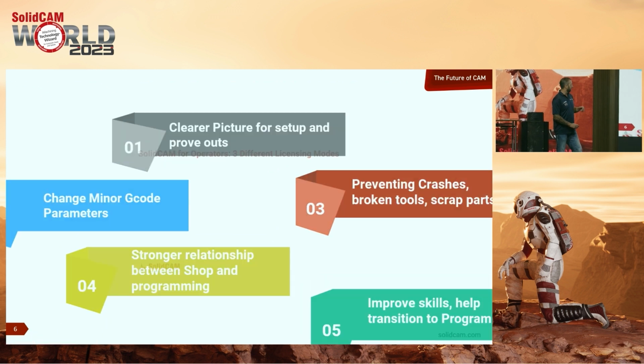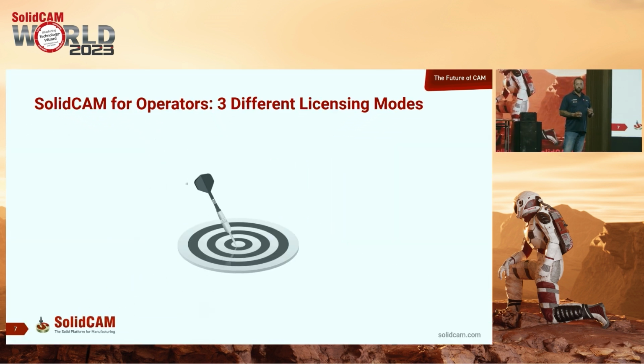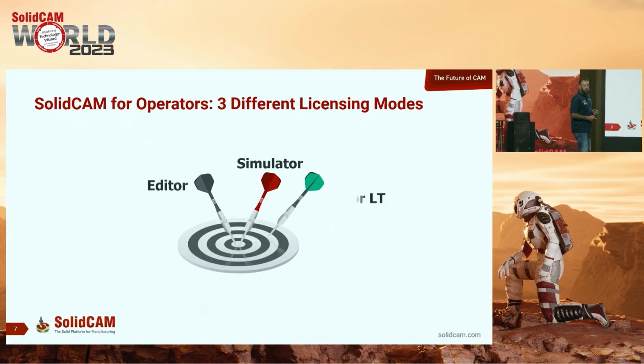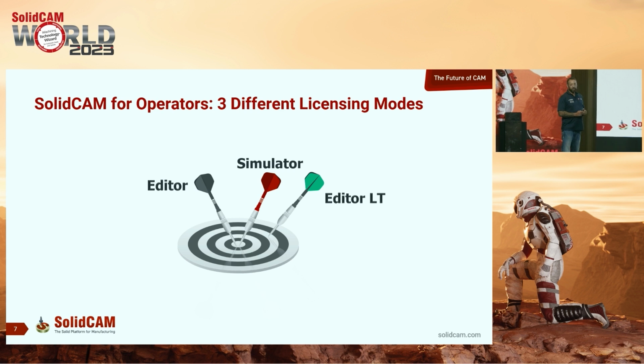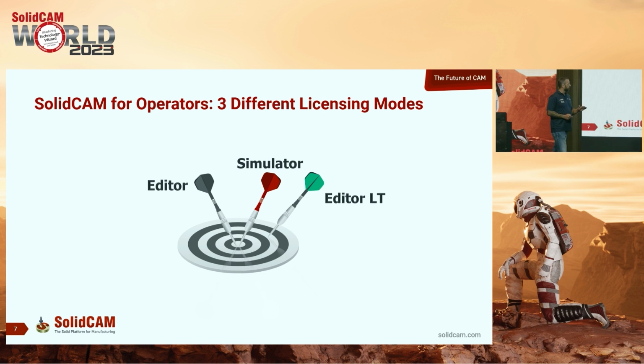So we have the full ability to do the editor, simulator, and editor light. Now, why do we have the 3 different versions? Well, let's say we have a new operator and he's not very comfortable with the feeds and speeds. I don't want to give him the ability to modify feed rates, and I don't want to give him the ability to modify toolpath. So I can limit him by using just the simulator only.